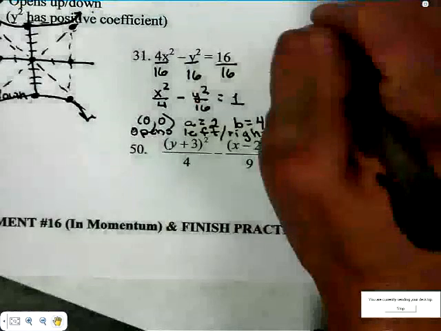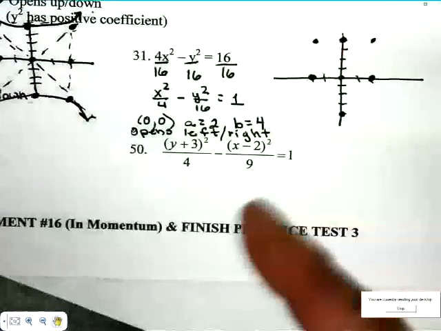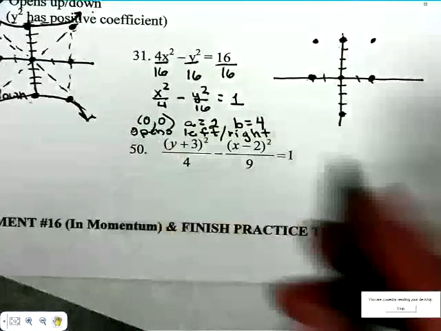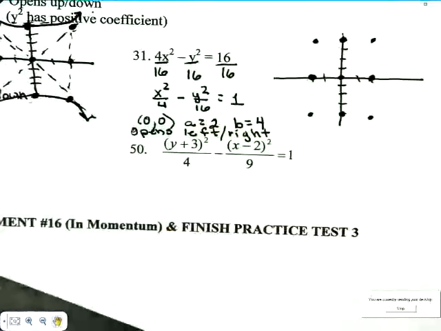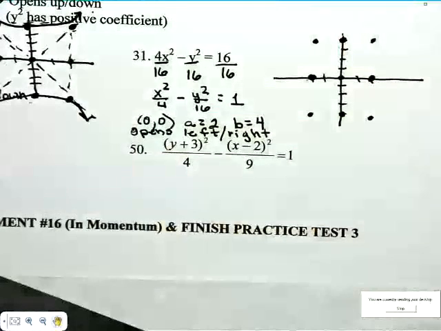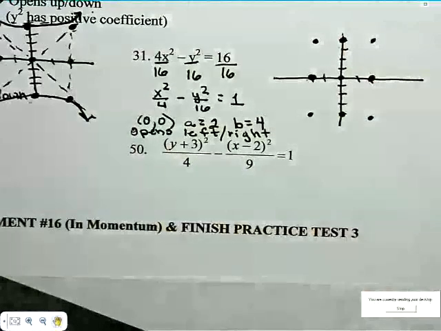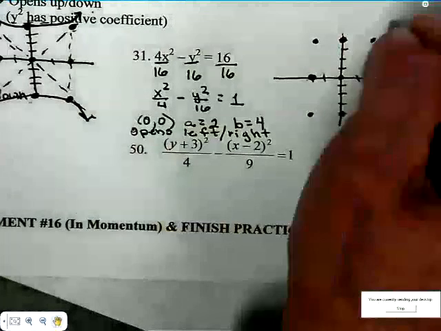2, 4, negative 2, 4. You don't even have to say them. They're hard to say. Just plot them. Can you see them? If you can see them, plot them. And then what? Dash in the diagonals.